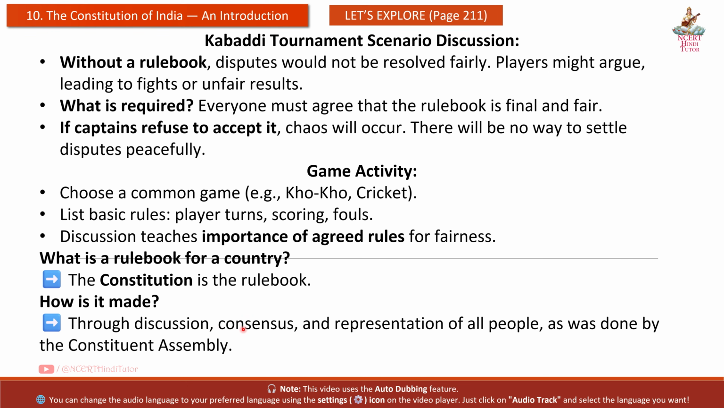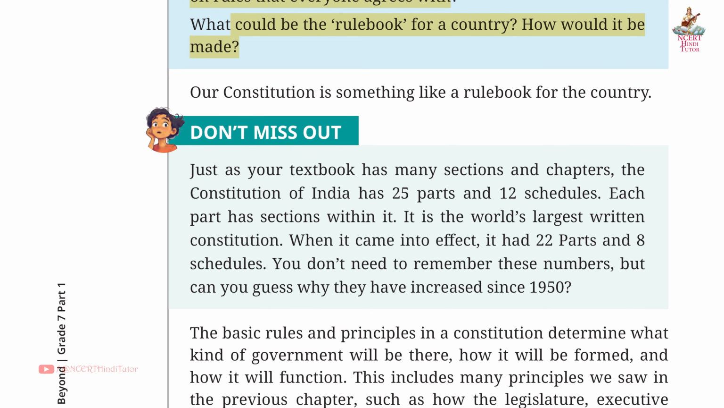Through discussion, consensus, and representation of all people, as was done by the Constituent Assembly. Don't miss out page 212. Just as your textbook has many sections and chapters, the Constitution of India has 25 parts and 12 schedules. Each part has sections within it. It is the world's largest written constitution. When it came into effect, it had 22 parts and 8 schedules.